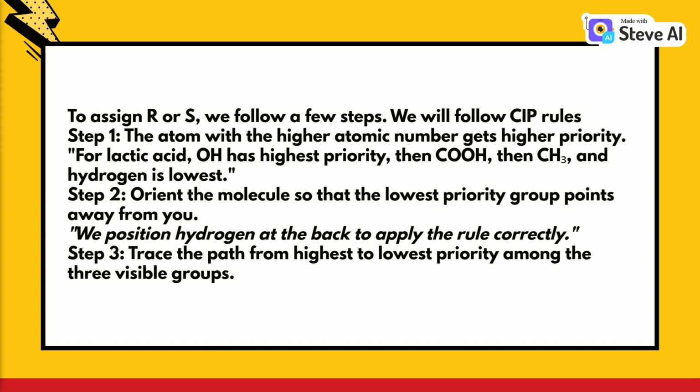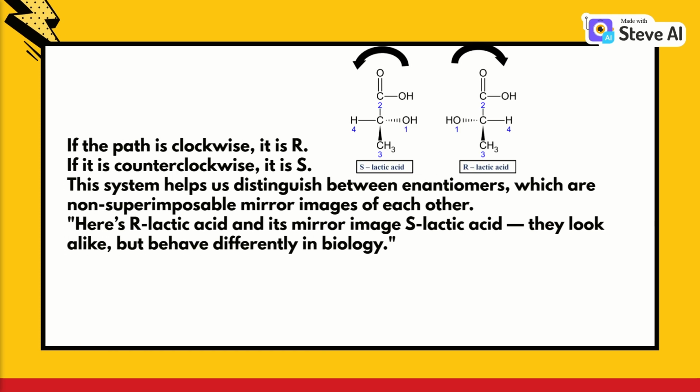Step 2. Orient the molecule so that the lowest priority group points away from you. We position hydrogen at the back to apply the rule correctly. Step 3. Trace the path from highest to lowest priority among the 3 visible groups. If the path is clockwise, it is R. If it is counterclockwise, it is S.